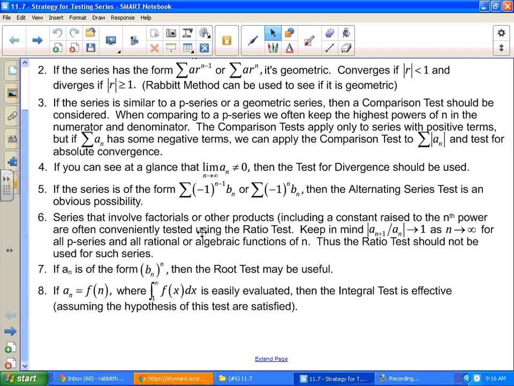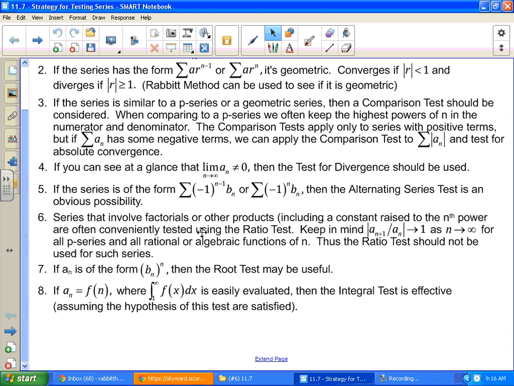Keep in mind that if we have a sub n plus 1 divided by a sub n, the absolute value of that approaches 1 as n approaches infinity for all p-series and all rational or algebraic functions of n. So when your ratio test goes to 1, what happens? It's not conclusive, right? So if it's just a p-series, use the p-series test because it's going to give you equals 1 with the ratio test. You might not do that by accident at some point, but you can't just say, I'm going to use a ratio test all the time, because it won't work for some things.